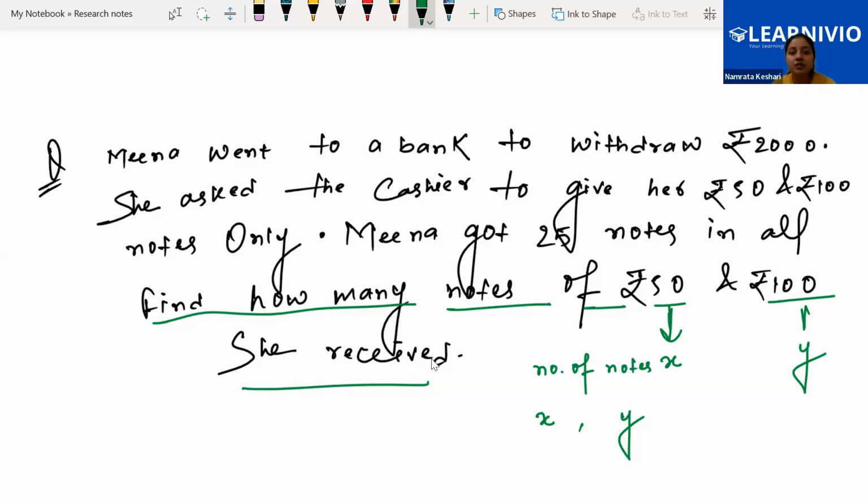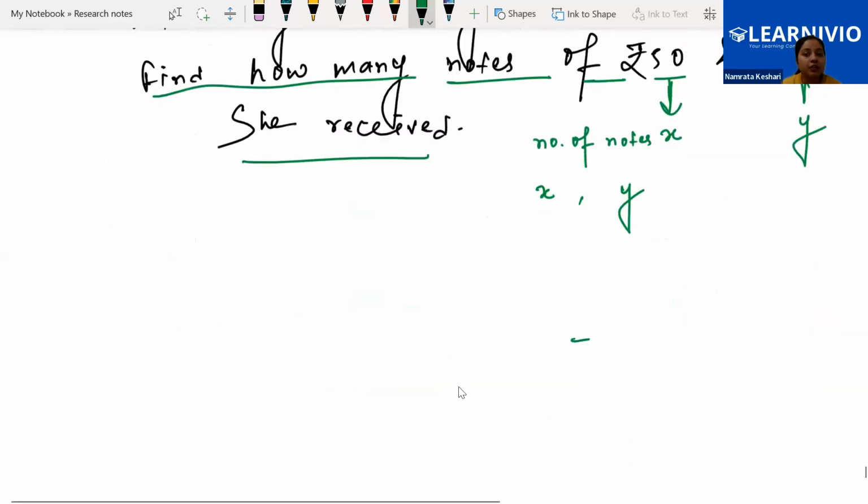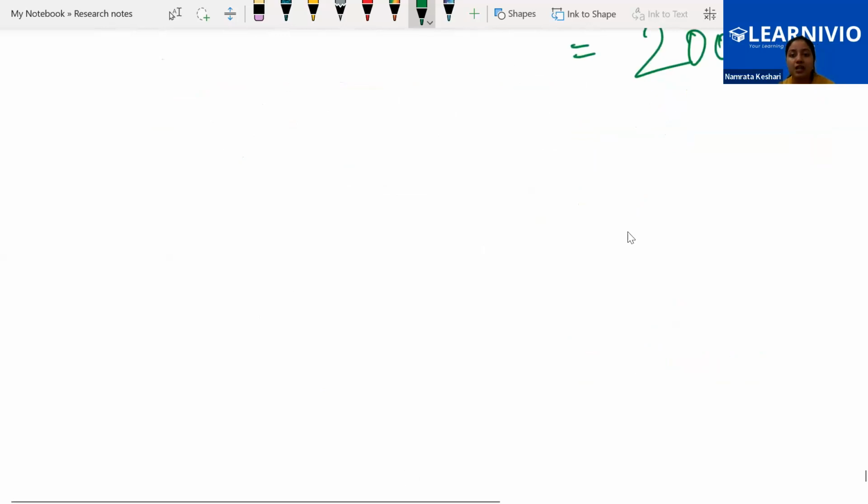Now the first statement says that she went to the bank to withdraw 2000 rupees. She asked the cashier to give 50 rupees and 100 rupees notes only. So in total she is getting 2000 rupees, which consists of X notes of 50 rupees and Y notes of 100 rupees. If this is making you confused, let me give you one real life example.